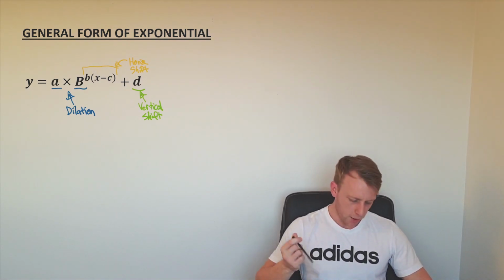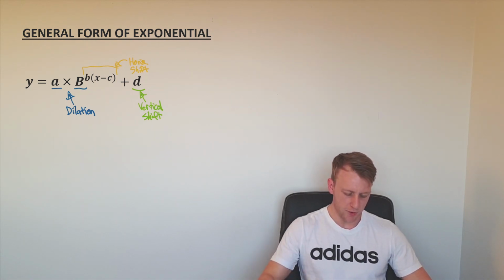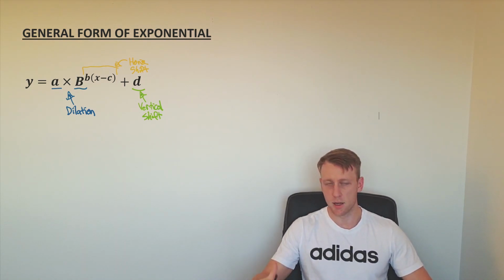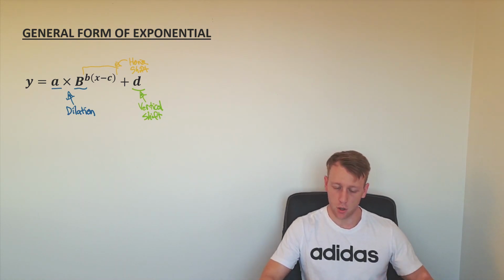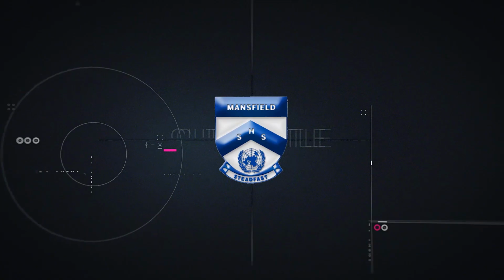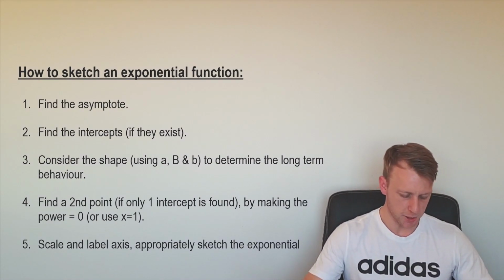Right there. So now with that stuff out of the way, what we're going to have a look at is the general form of an exponential. Okay, here we've got the dilation factors, horizontal shift, and vertical shift. And we know how they manipulate the function on the Cartesian plane. The next thing that's useful to know is how to sketch exponential functions.